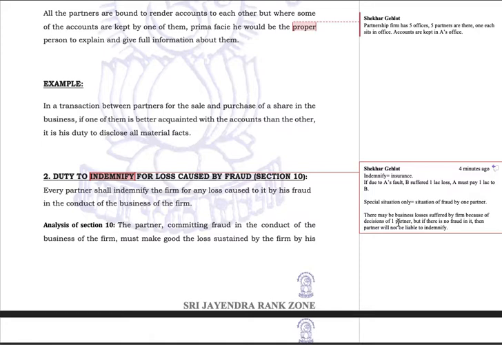But because all partners agreed and there is no fraud in this case, he is not liable to indemnify the other partners. This is a purely business loss. Business is a game of decisions. Sometimes your decisions work, sometimes your decisions don't work. When your decisions don't work, that does not mean that you have committed a fraud. So there is no case of fraud here.